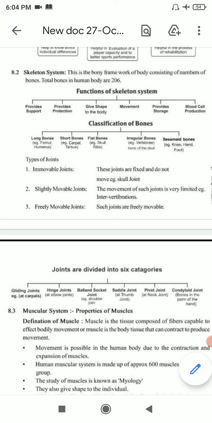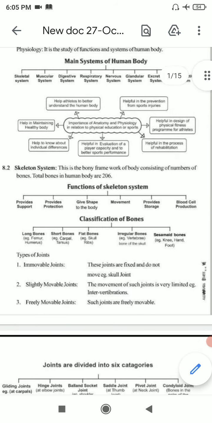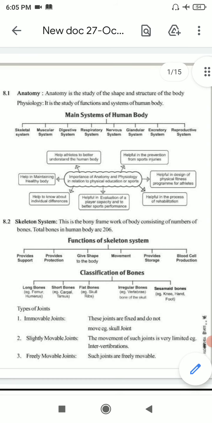So okay, joint, skeleton system, function of skeleton system, classification of bones. So first, meaning of anatomy. What is the meaning of anatomy? And the next, main systems of the human body. Some systems: skeleton system, muscular system, digestive system, respiratory system. And next, importance of anatomy and physiology.